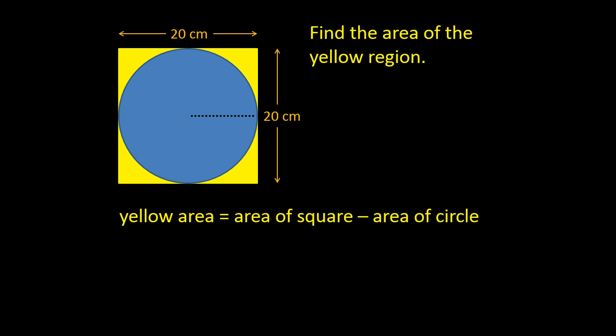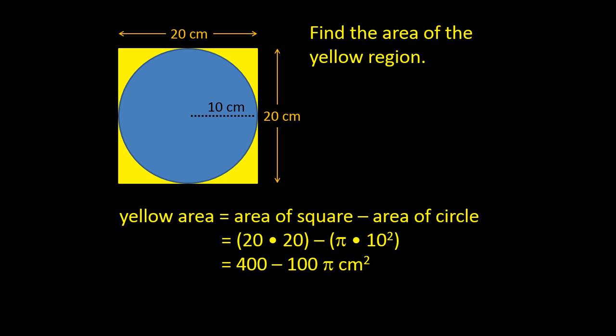So let's do that. Let's find the area of the square. And since the square is 20 centimeters by 20 centimeters, we'll have no trouble finding that area. To find the area of the circle, we need its radius. And the radius of that circle is half the distance across the square, which would be 10 centimeters. So the area of the square is going to be 400 square centimeters. And the area of the circle is going to be 100 pi square centimeters. So we've got the area of the yellow region, and we found that by subtracting the area of the circle from the area of the square.